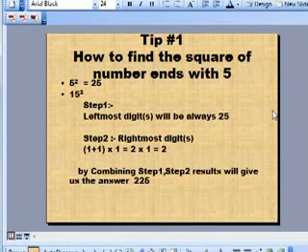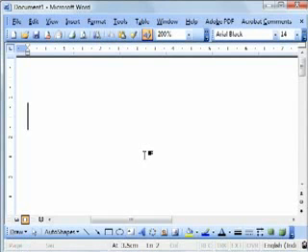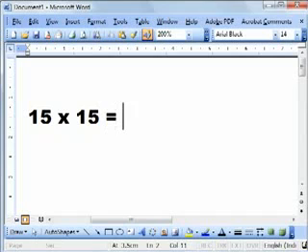Tip number 1: how to find the square of a number that ends with 5. Here I have mentioned 5 square is equal to 25, and 15 square. Basically, the answer comes in two parts. Let me illustrate that. You have to find the square of a number that ends with 5. Here I am taking an example, 15 multiplied by 15. The answer is computed in two parts, the first figure and the second figure.